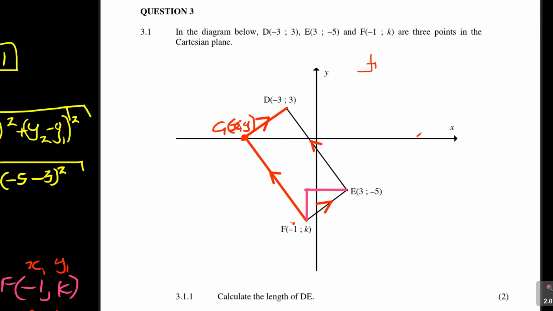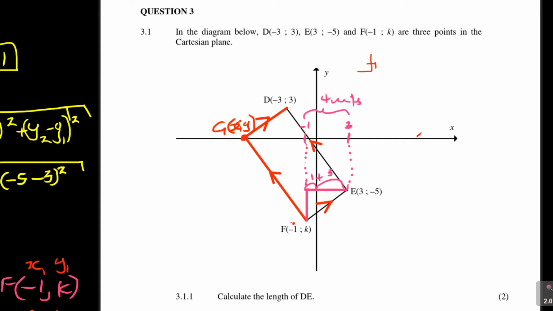Remember, we know the coordinates. I'm moving along the x-axis, so this point here is what? If you go up there, you have 3. That's the x value. So I want to find out what this value here is. This value here is -1, you see? So what is the distance I have to move from -1 to 3? -1 to 0 is 1, 0 to 3 is 3, so it's 4 units.